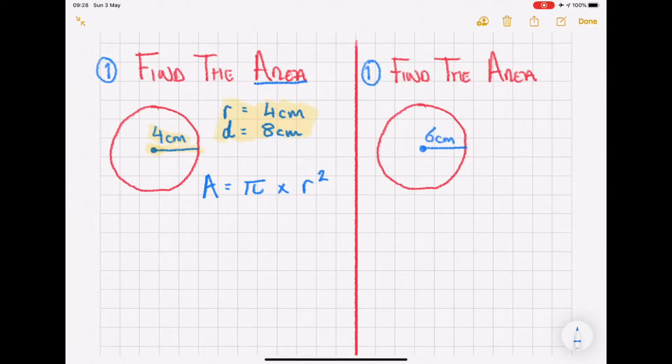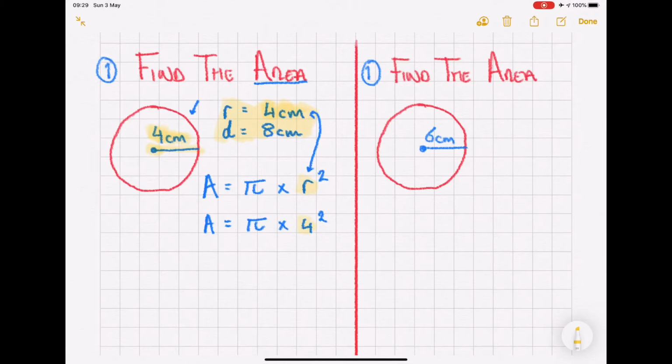And now we can substitute in our R value that we've seen from our circle into this formula. So our R value is 4, so we're going to be replacing that R with 4. So our new line is area equals pi times by 4 squared. All we've done is replaced this R with a 4. And we get that from up here and from here.